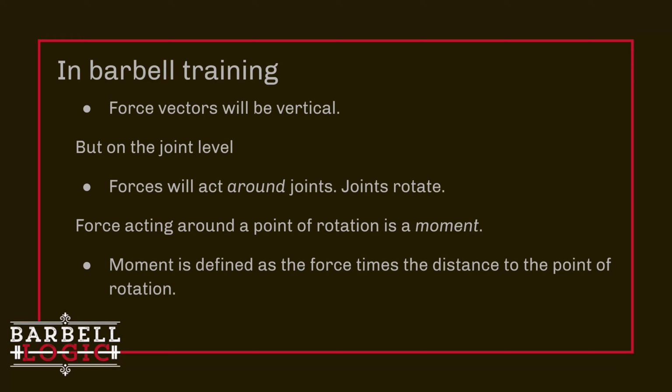Okay. In barbell training, force vectors will be vertical. But on the joint level, the forces will be acting around the joints. Joints do not compress. They compress a little bit in the joint capsule, but their main purpose is to rotate. For almost every joint in the human body, at least the ones that we care about, force acting around a point of rotation is a moment. This is a new word.